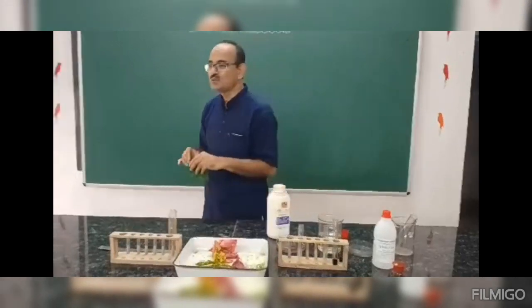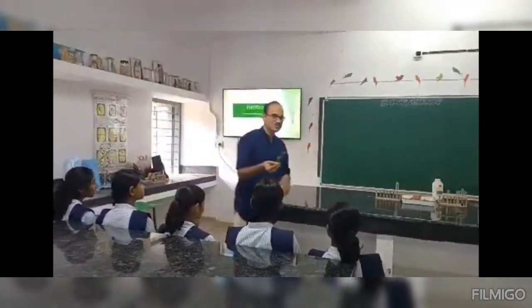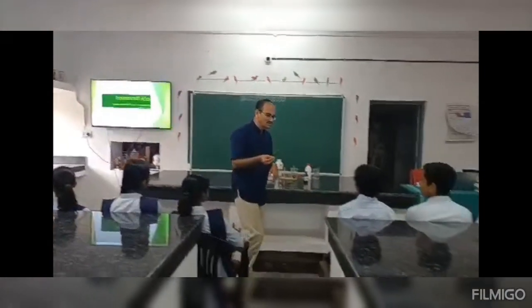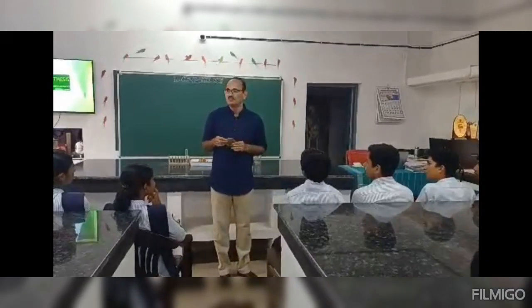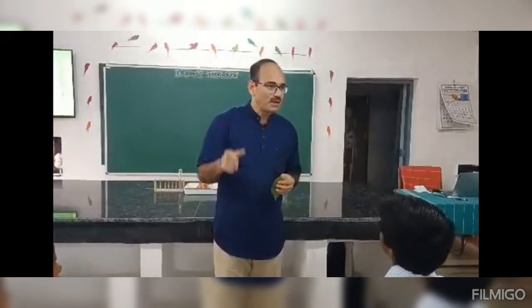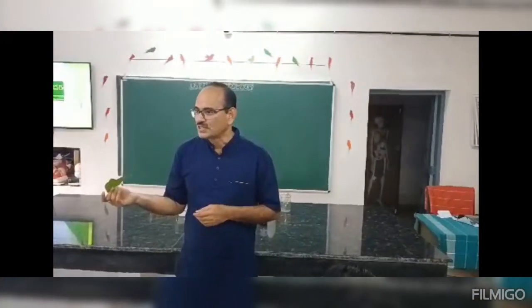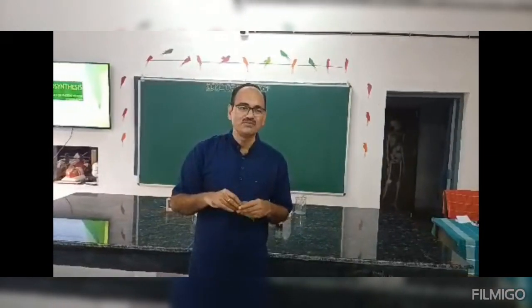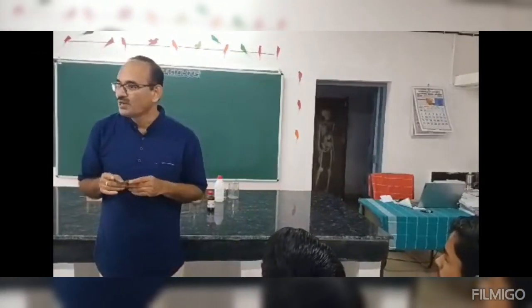So how to remove the color? Is it possible to remove the color? Yes. So how can we remove the color? It is by dipping this in boiling alcohol. This leaf I have taken from a plant which was kept in the dark yesterday, and today I have taken that leaf. Now I am removing the color of this. So this is to be dipped in boiling alcohol.